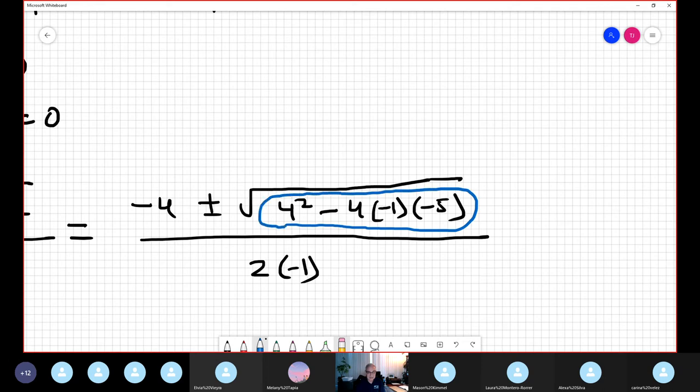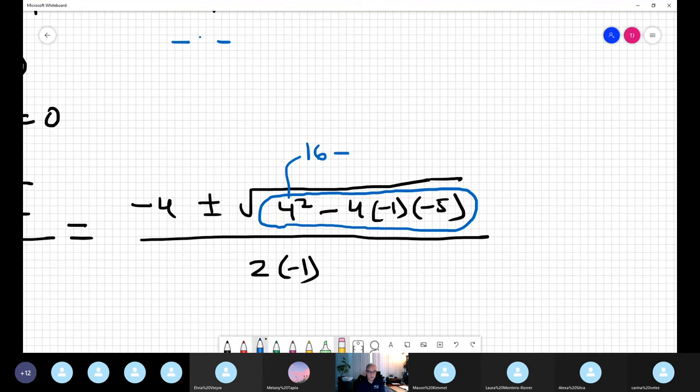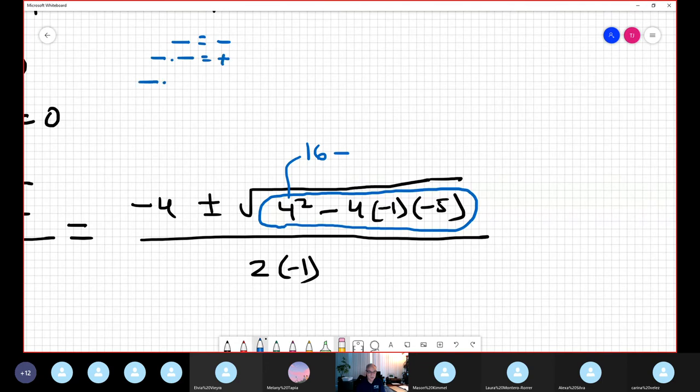When you are doing that operation, let's see what happens. This is 16, and it's a minus, because we have 3 negatives. If you have 1 negative and another negative, 2 negatives, it's positive. When you have 3 negatives multiplied, it's negative. Unfortunately it's negative 20. So this is negative 4, and when you compute the square root of negative 4, it's imaginary. You know that.